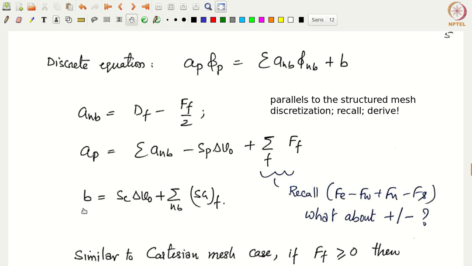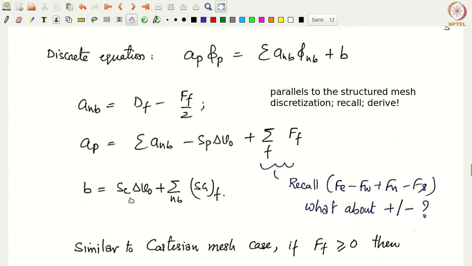Okay. Then your B term, of course, has the remaining part of the source term, that is Sc times delta V naught, plus we have the secondary gradient term as well, right? The secondary gradient term would remain on the left hand side. As a result, it will be a plus sigma A and B secondary gradient for each of the faces that is shared with the neighboring cells. Okay. So that is what we have.